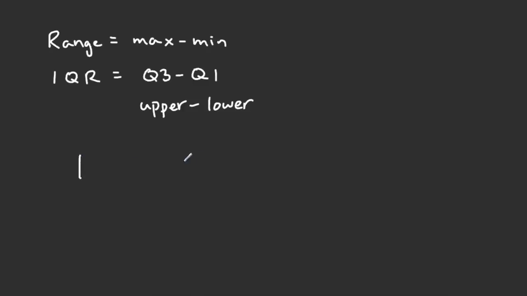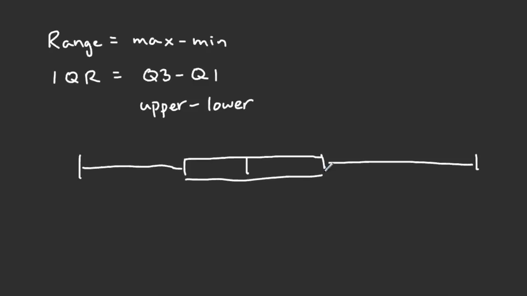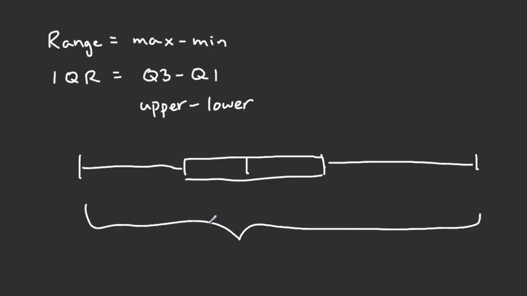Remember, if we put our 5 data summary, we have minimum, first quartile, median, third quartile, maximum, or you can think of it as a box and whisker plot. And so the range finds this spread, right from the maximum to the minimum, and the interquartile range finds this spread. Both are a measure of spread, but this one is a little bit less affected by things that are on extreme ends of the data.